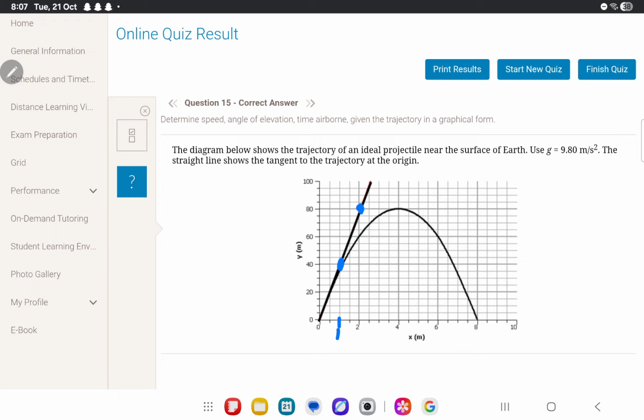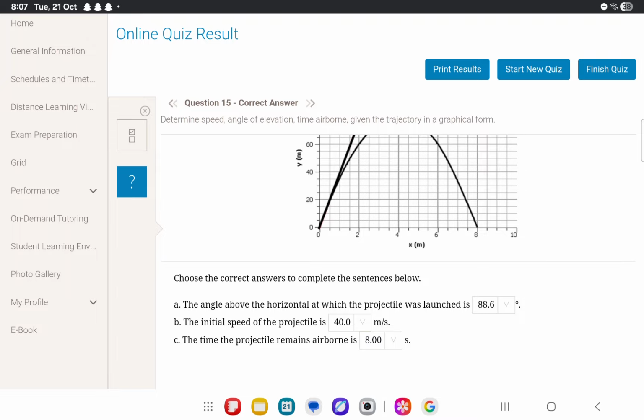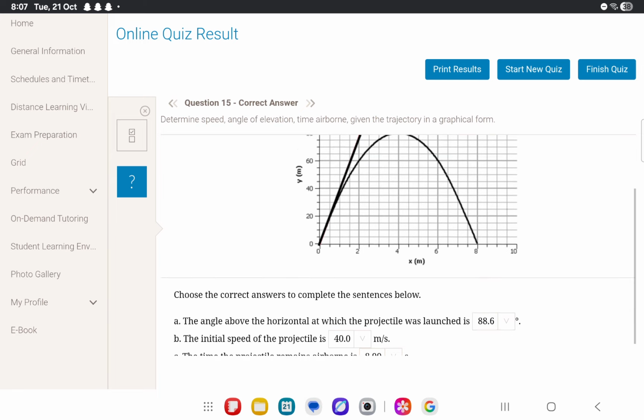So if they give you the tangent to the trajectory at the origin, they're telling you this is the line of the velocity. So you can find it like this. Alternatively, since you have the angle, you can always apply the equations of motion, but you really don't need to.